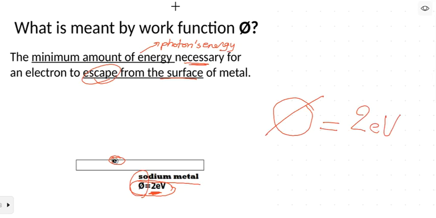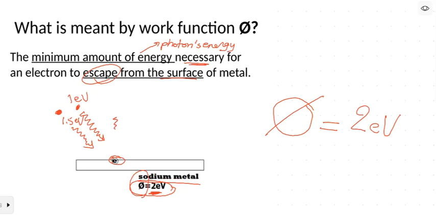Means if I direct toward this electron a photon with energy 1 eV, this energy is not enough to remove this electron, because at least it needs what? 2 eV. So if I give it 1.5 eV, it will not leave. Still, this photon is weak, because the electron needs at least how much? 2 eV.